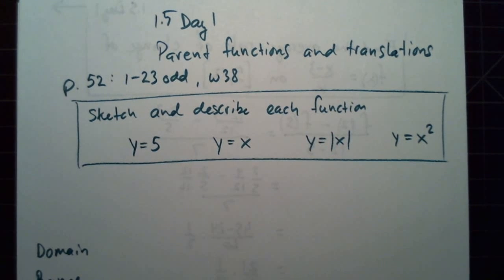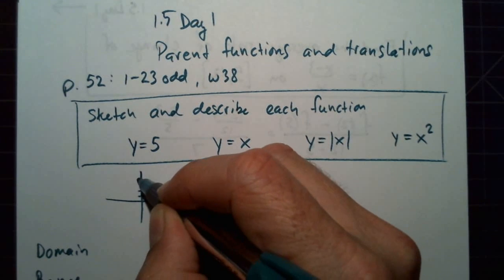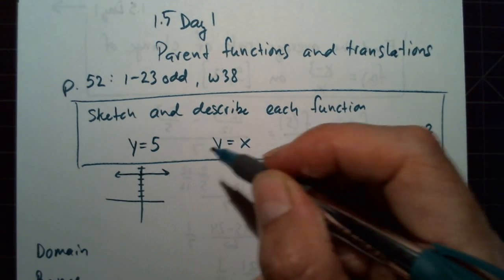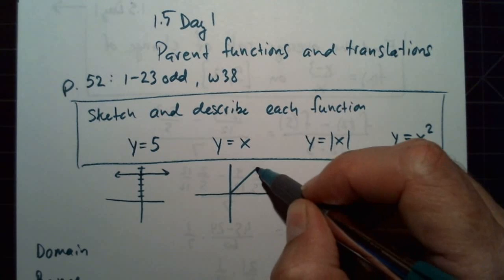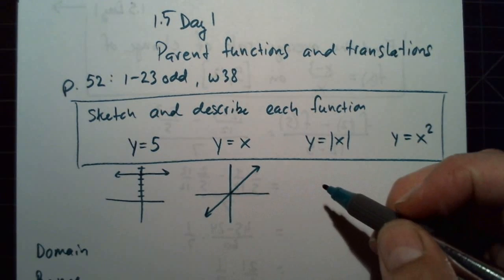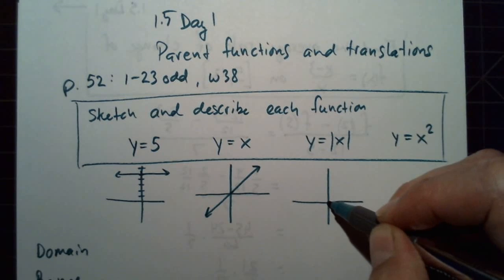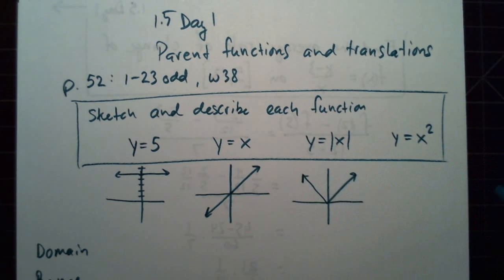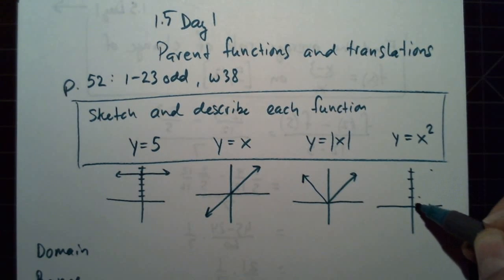So y equals 5 is a horizontal line. y equals x, it's a line like that. Absolute value of x is like that, but it goes up on the other side. And we know what the parabola looks like.